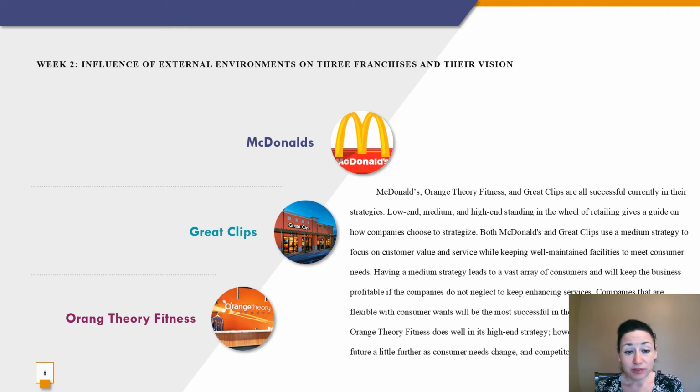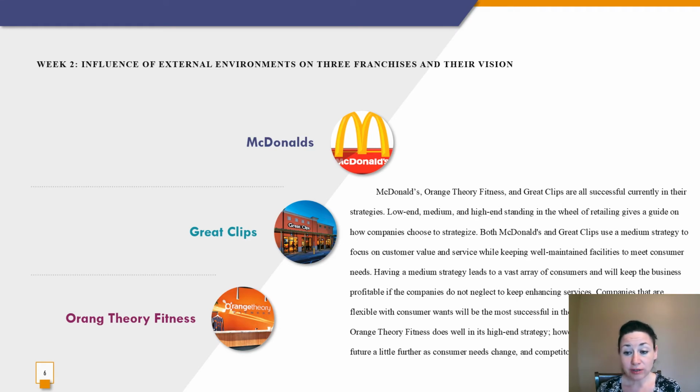These are my examples. There's McDonald's and Great Clips and Orange Theory Fitness. I wanted to kind of do one from each different type of industry. So they're all successful in their current strategies, low-end, medium, and high-end strategies. And the wheel of retailing gives a guide on how companies choose to strategize.